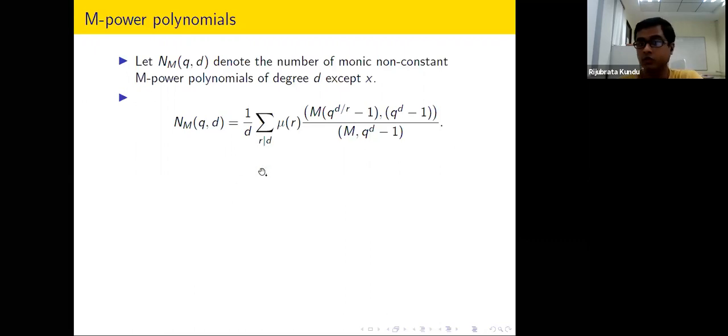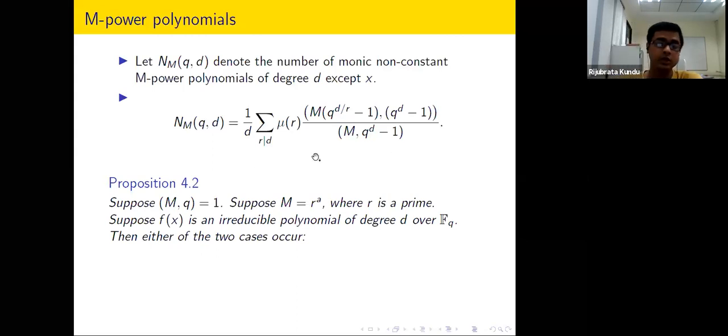One quick observation is that if we put m equals 1, we get back N_q(d). This is just mu(r) into q to the power d by r minus 1, right? And rightly so, because when you put m equals 1, it's just the number of irreducible polynomials of degree d. Okay, so we have this number. We will not prove this.